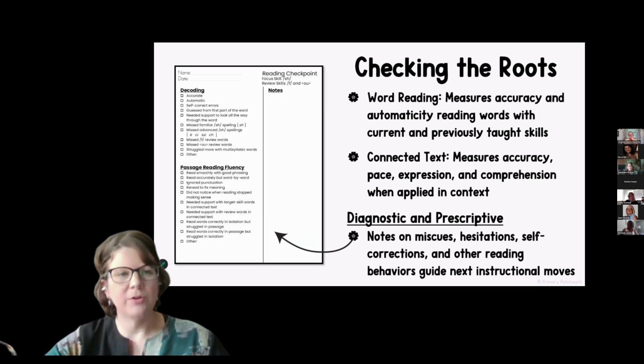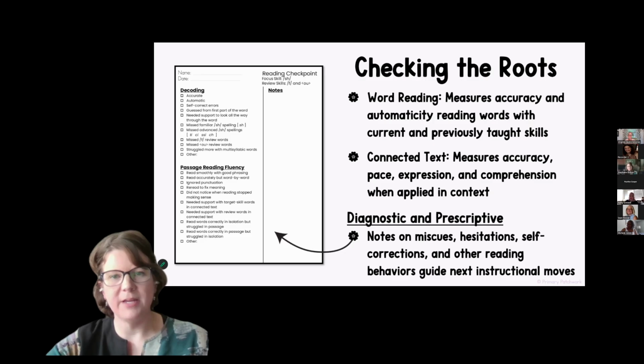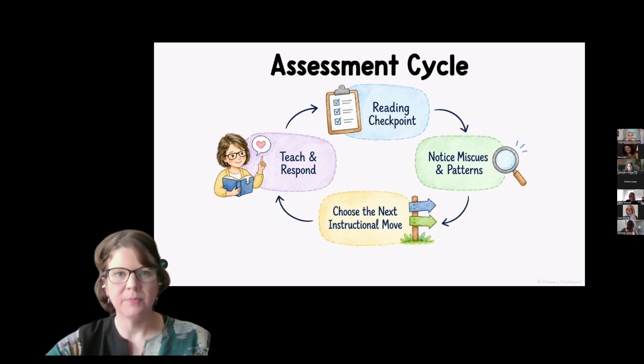And I have a little check sheet that I developed so that I could truly be diagnostic and prescriptive. And a lot of those common observations I would want to write down, I could simply check them off on this list and make a few notes. And a version of this is on the Padlet also for you.